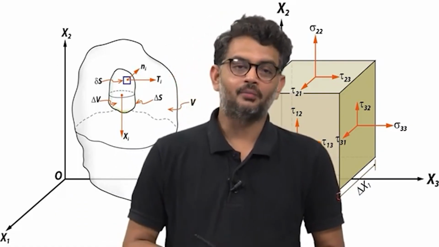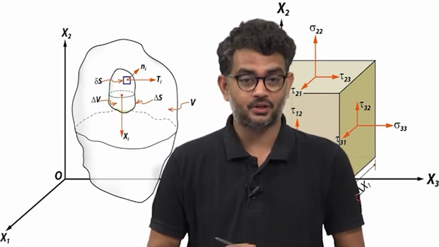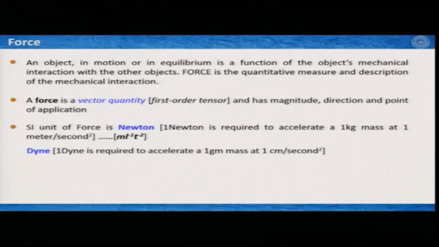Now, force we know from high school level is a vector quantity, that means it is a first order tensor. This is maybe a new term you are hearing. We will not go into the detail of what is a tensor, but any scalar quantity we call a zeroth order tensor. That means it has only magnitude, no direction. Vectors have magnitude and direction.